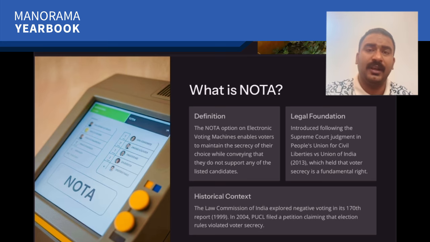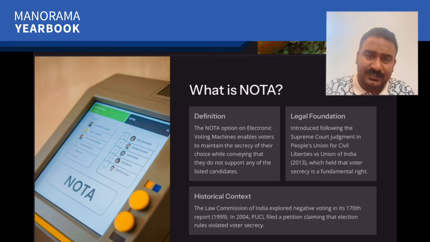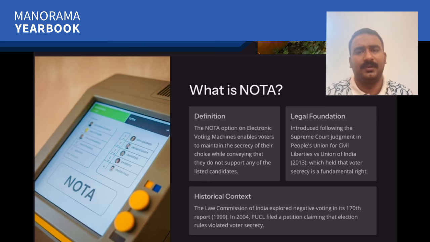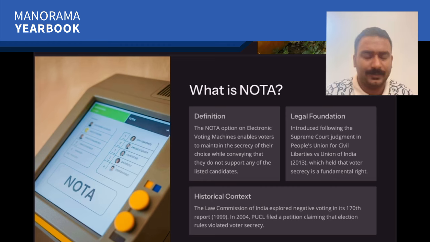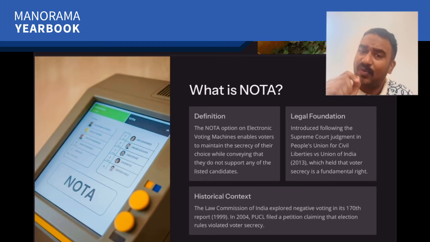It was introduced following a judgment by the Supreme Court in a landmark case known as People's Union for Civil Liberties versus Union of India, 2030, which held that voter secrecy is a fundamental right. Here, the Supreme Court of India directed the Election Commission to include a NOTA button to protect this right. But the important point you should understand is that this idea was not a new one in our country.